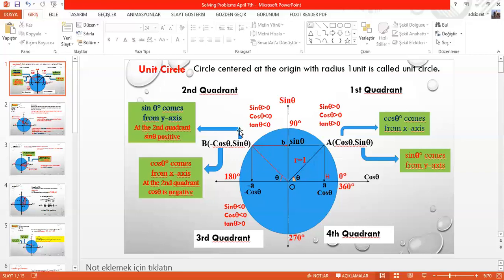And then what about tangent theta? Tangent is equal to sine theta divided by cosine theta. Sine theta from the y value is positive. Cosine, the first component from the x-axis, is negative, so tangent theta is negative in the second quadrant. This is the unit circle, and the unit circle helps us know the signs of all trigonometric ratios. Okay, the second page.